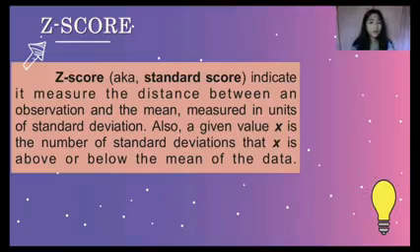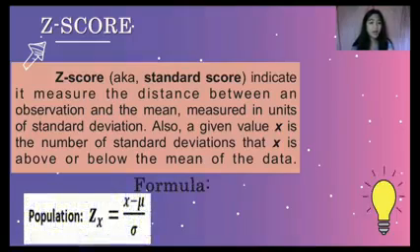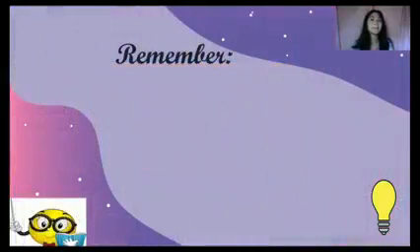So there are formulas on how to calculate the Z-score. In calculating the Z-score for a data value of x in a population, we have Z sub x equals (x minus mu) over sigma. And in calculating the Z-score for a data value of x in a sample, we have Z sub x equals (x minus x-bar) over s.